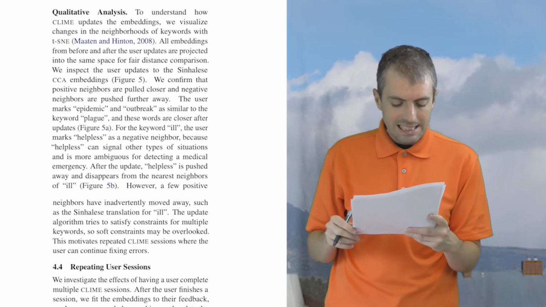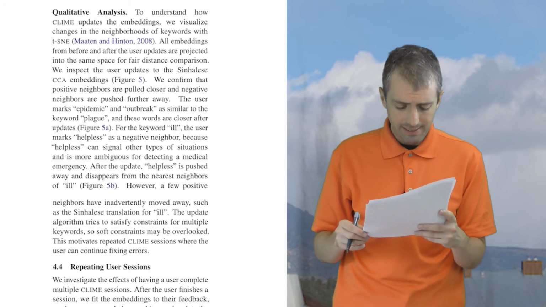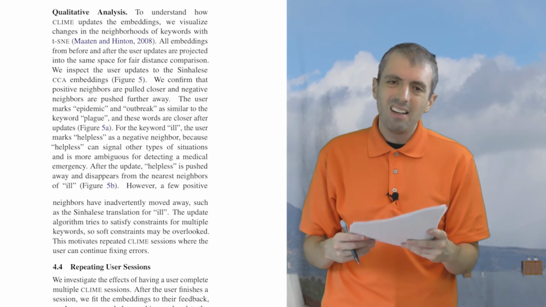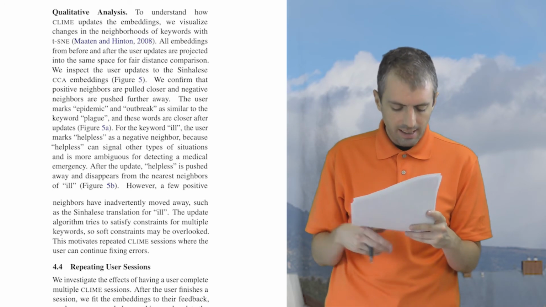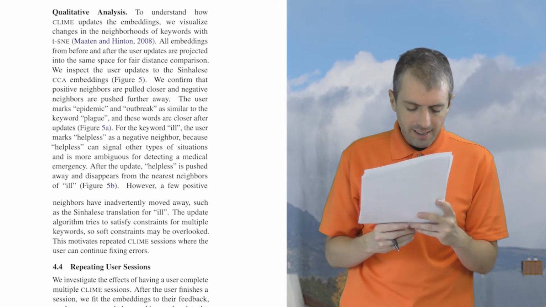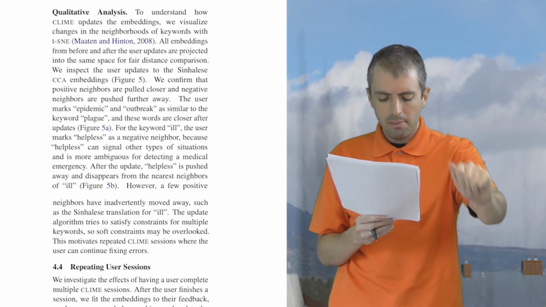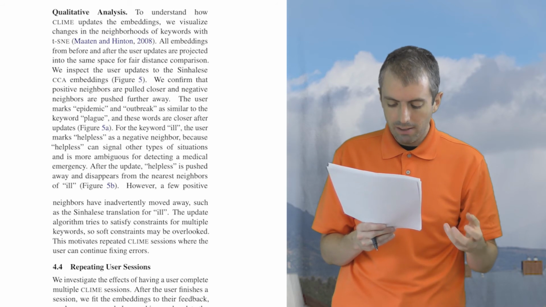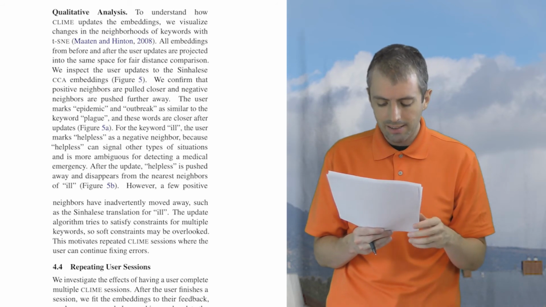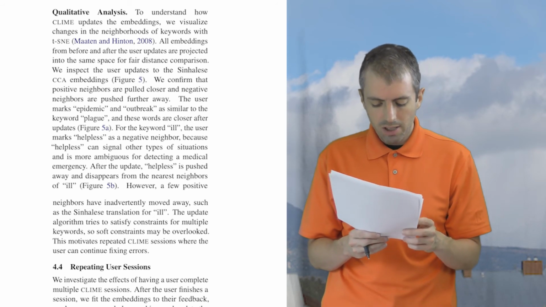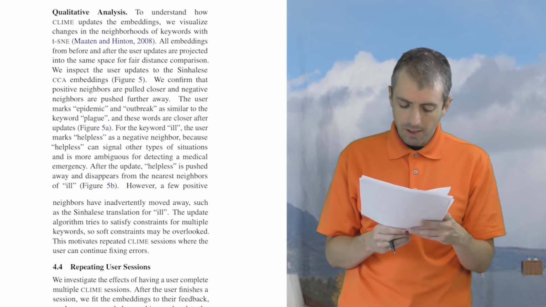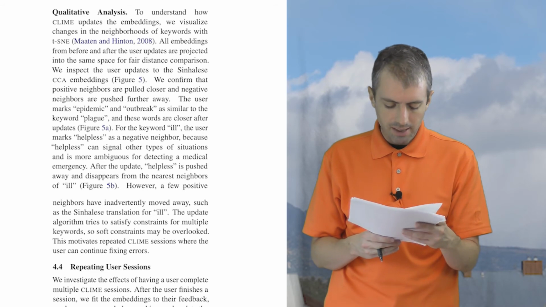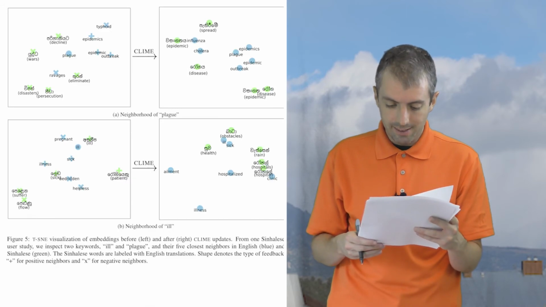For the keyword ill, the user marks helpless as a negative neighbor because helpless can signal other types of situations and is more ambiguous for detecting a medical emergency. After the update, helpless is pushed away and disappears from the nearest neighbors of ill. However, a few positive neighbors are inadvertently pushed away, such as the Sinhalese translation for ill. The update algorithm tries to satisfy constraints for multiple keywords, so soft constraints may be overlooked. This motivates repeated Climb sessions where the user can continue fixing errors.